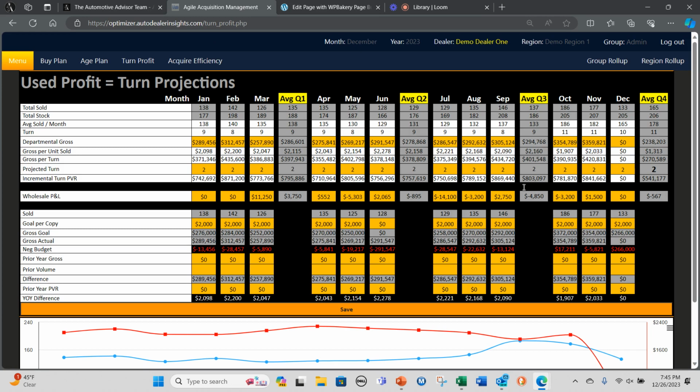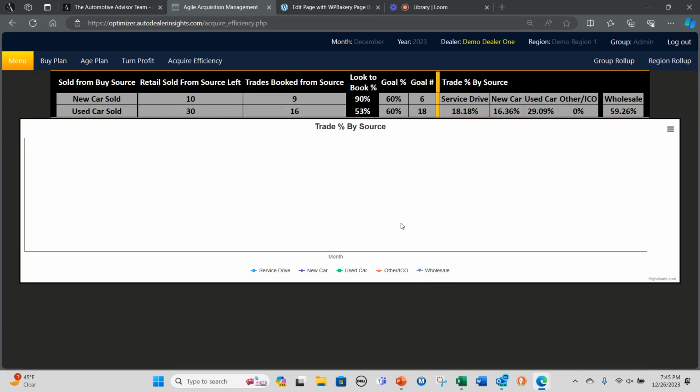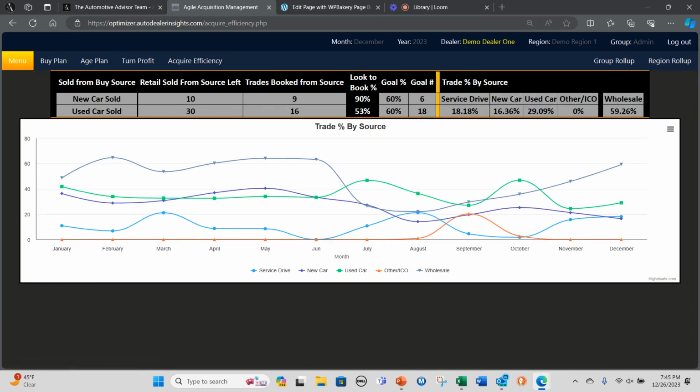Dealers being very successful. And then finally, we want to look at our acquire efficiency, how our channels are working based on the sold to trade ratio. Now, not look to book, but what we sold versus what we traded for. So they sold 10 cars, traded for 9. They're at a 90% sold to trade ratio. Used car, they sold 30. They booked in 16 trades. So they're at 53%. Well, our goal is minimum of 60. So they have a little work to do.